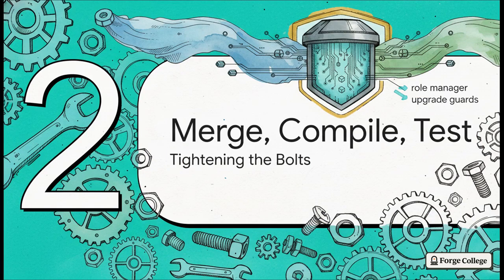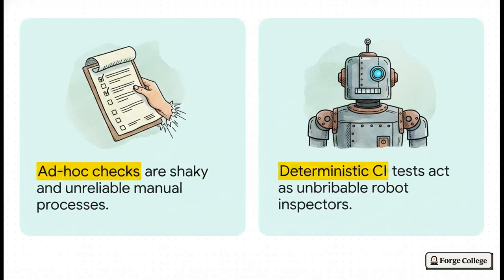Moving on to part 2, merge, compile, and test. It's time to head to the factory floor and tighten the bolts. So when we're putting these top-level components together, like our role manager and upgrade guards, we have to test them. But not all tests are created equal, right? Ad hoc manual checks are kind of like a shaky, unreliable hand. They will absolutely fail you when you need them the most. Instead, we want deterministic continuous integration, or CI tests. Think of your CI pipeline as an ironclad, completely unbribable robot factory inspector. It enforces the rules the exact same way every single time. In security, we heavily prefer deterministic assertions because human error is, without a doubt, the ultimate enemy of a secure protocol.